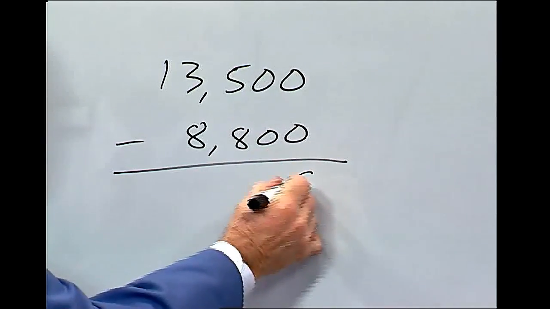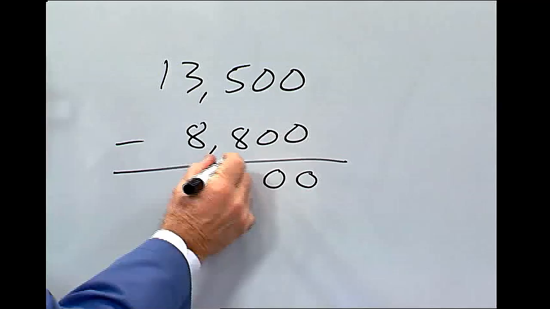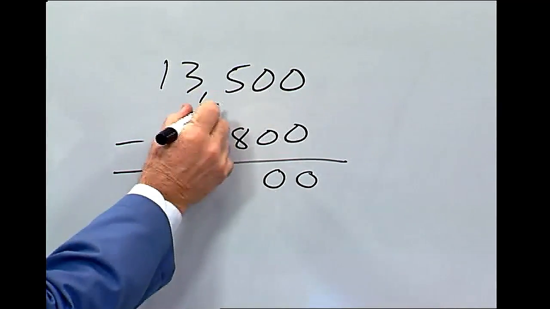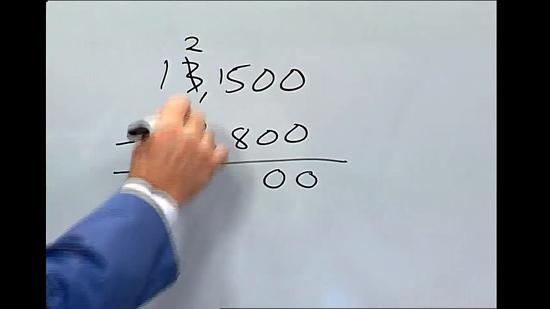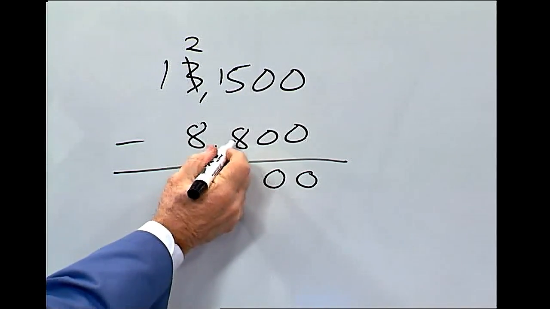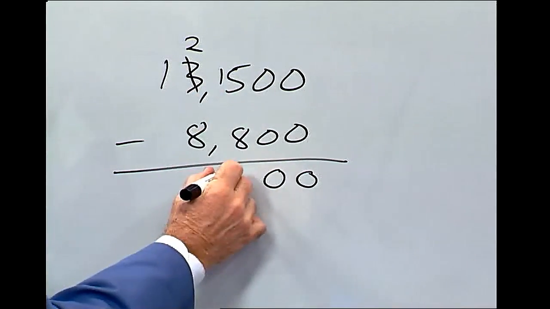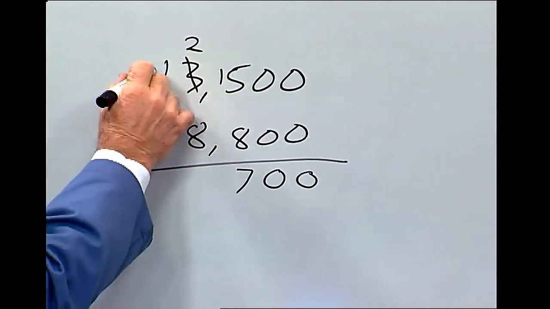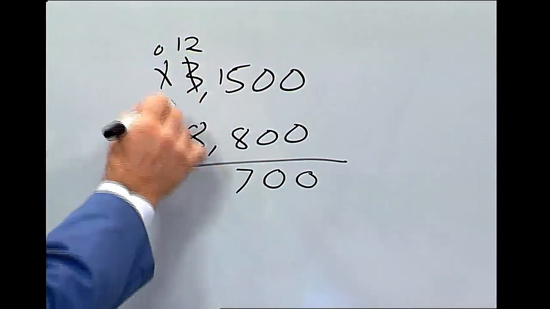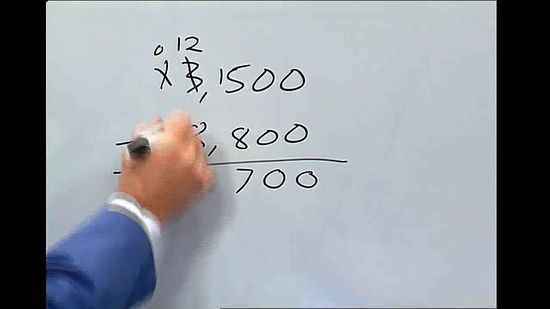0 from 0 is 0. Again, 0. We cannot take 8 from 5, so I have to borrow from the thousands column. Makes that a 2. That becomes a 15. Now we can deduct 8 from 15. That leaves 7. We cannot take 8 from 2, so I have to borrow. Makes that a 0. That's 1. And 8 from 12 is 4.